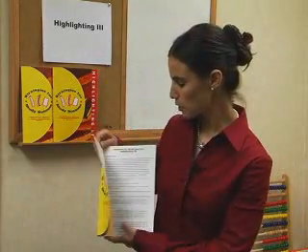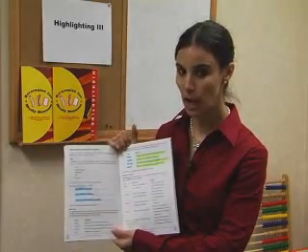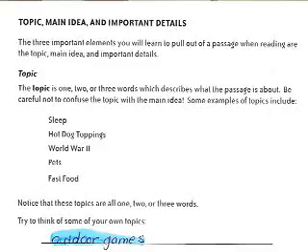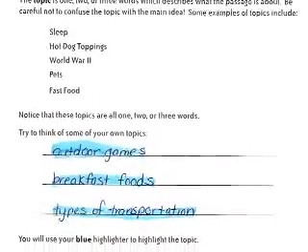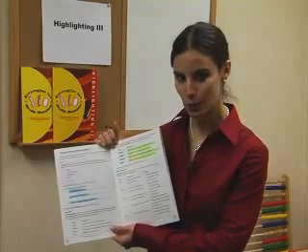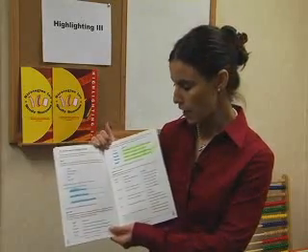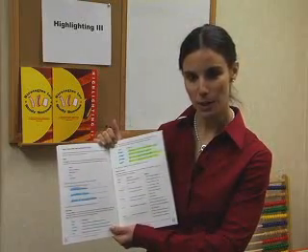If we turn to the first part of the book, we'll notice that the book starts by introducing those 3 concepts that I just mentioned: topic, main idea, and important details. The student is given spaces to write his or her own samples of topics. For example, the student here selected outdoor games, breakfast foods, and types of transportation, and then went back and highlighted those topics in blue.